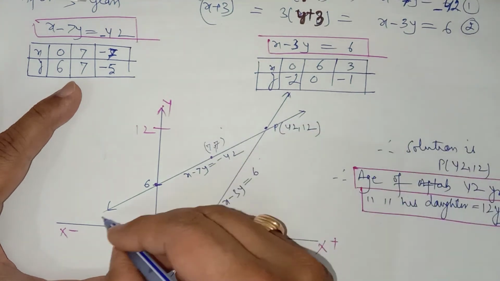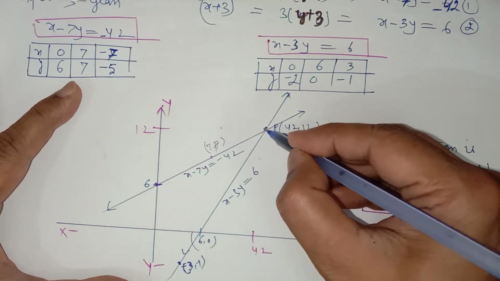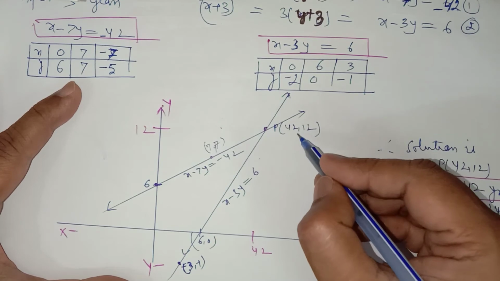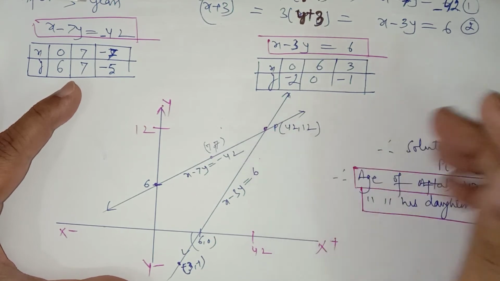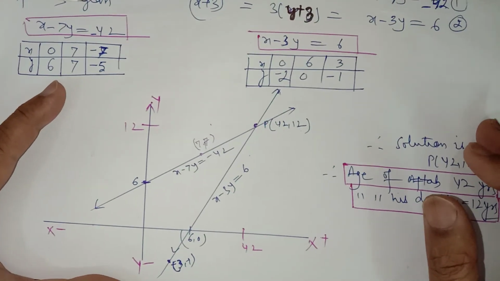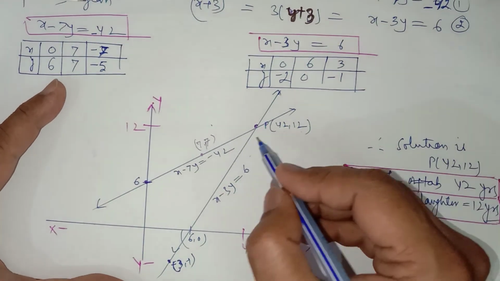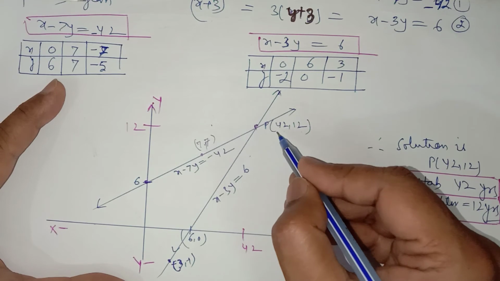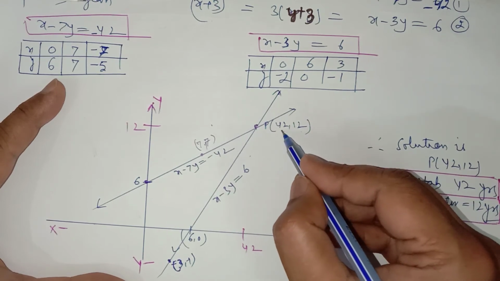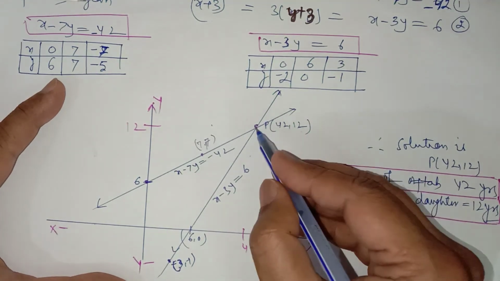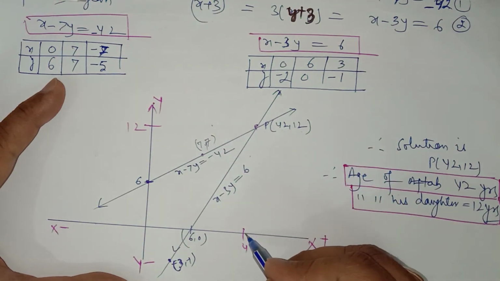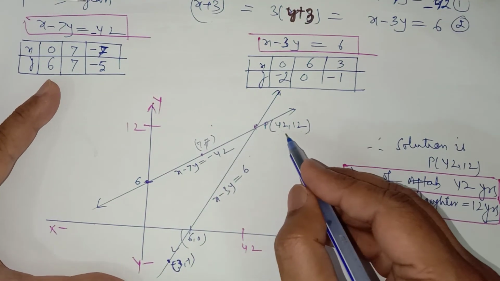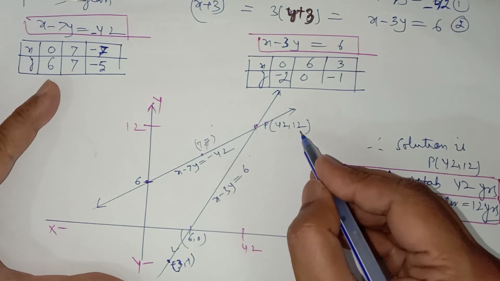Now when you extend these two lines, they will intersect at this point, which is the solution of these equations. 42 and 12 will be the point. If you draw this on proper graph paper, you'll get this point clearly. This is the value of x, which is 42, and this is the value of y, which is 12. So the value of x is 42 and the value of y is 12.